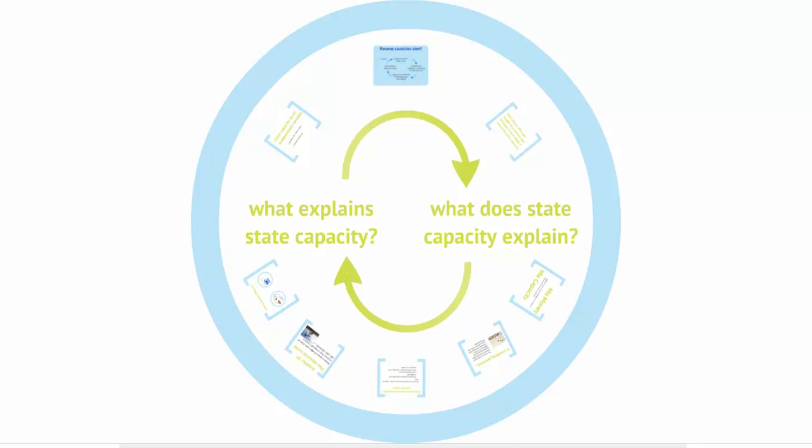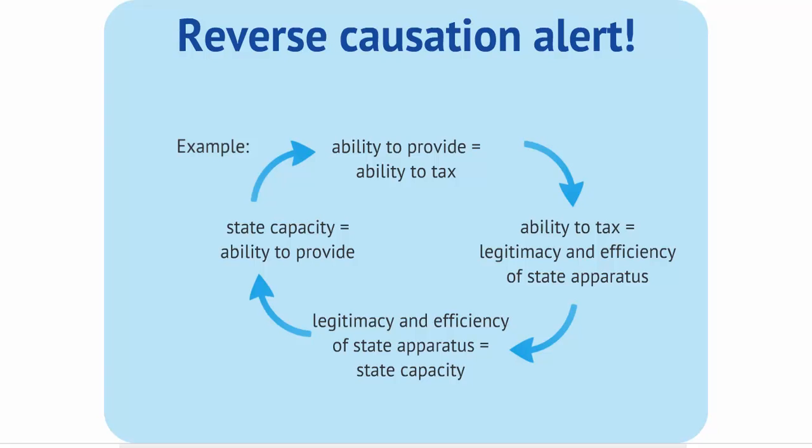Now, let's try and think about what explains state capacity. Well, like so often, this brings up the big questions of reverse causation, as the things that explain state capacity are also explained by state capacity. Here's a for instance. If state capacity boils down to a state's ability to provide for its citizens, then really its ability to extract taxes and turn around and use that income to provide should be the key causal variable. But for a state to tax, it has to be efficient in operation and legitimate in the eyes of its citizens. This is actually part of state capacity. It's very conceptually tricky stuff.